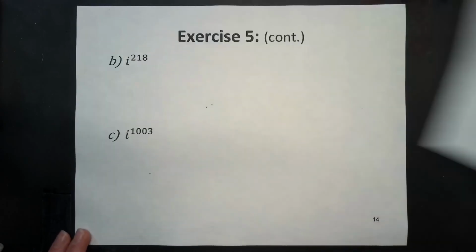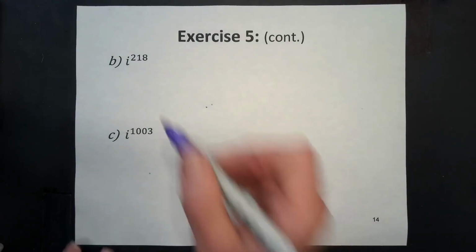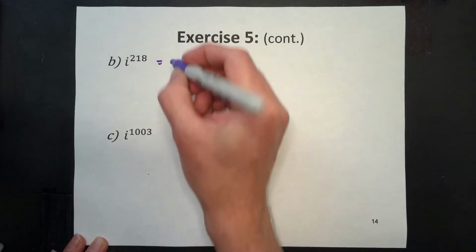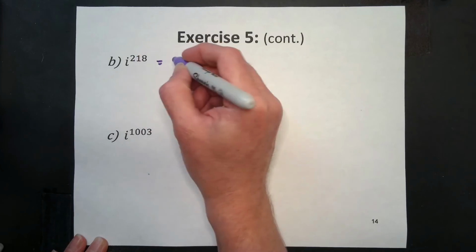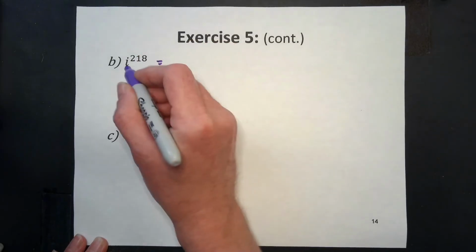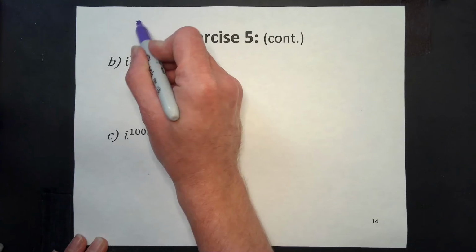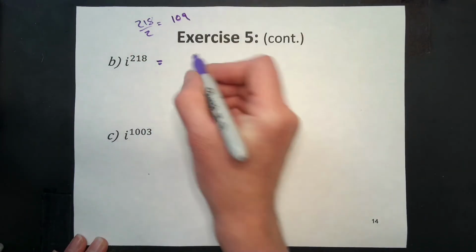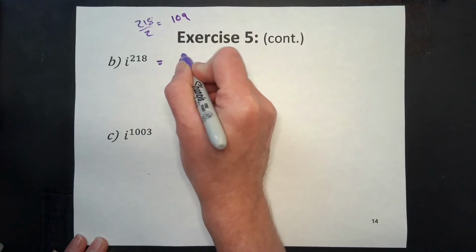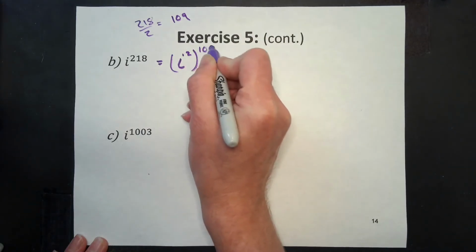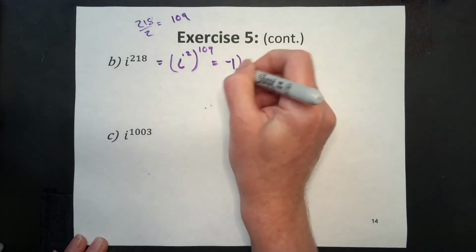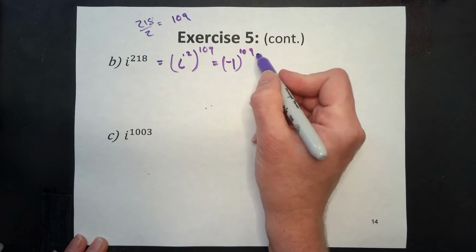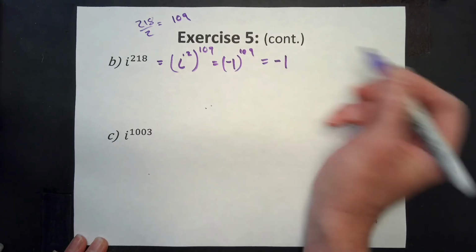Many different ways. I think it's easiest for students to just write it in terms of i squared and i, and keep track of it that way. So for this one, I just divide this power in half. So 218 divided by 2 will give you 109. So I'm going to say i squared to the 109 power will give me negative 1 to the 109 power. Well, I raise a negative number to an odd power. Well, that keeps my number negative.